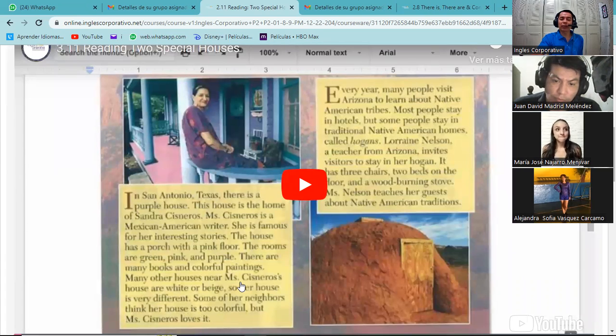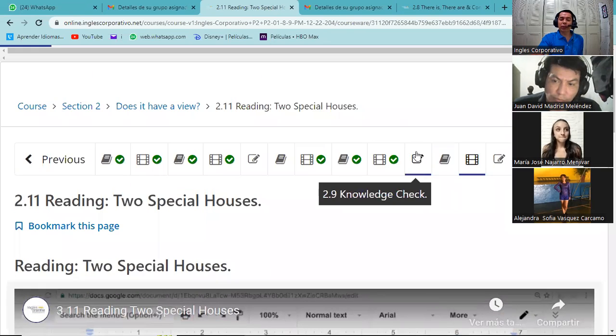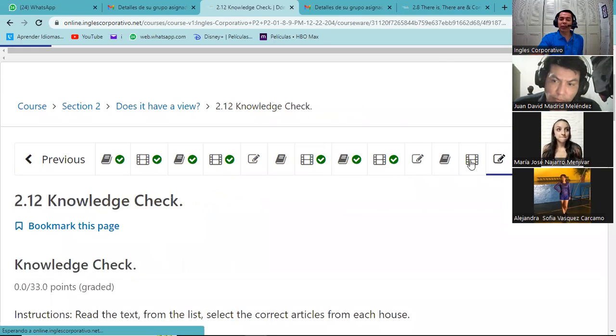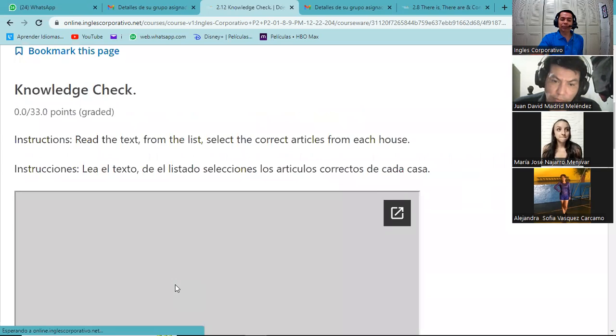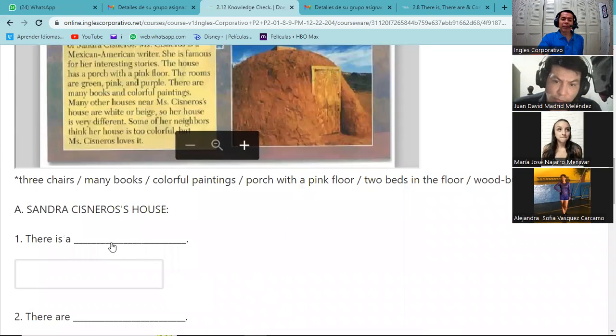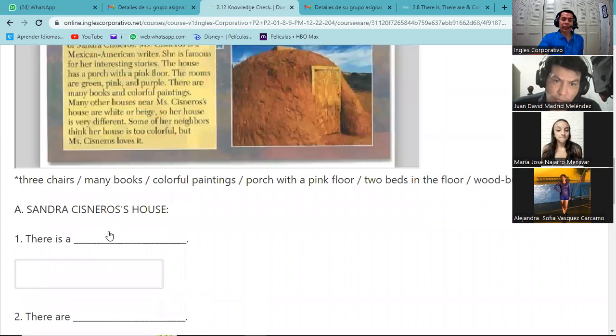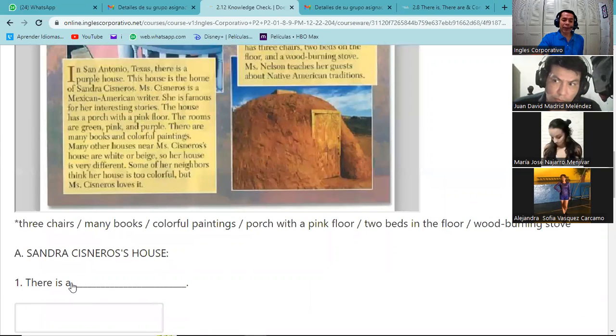Y nos quedó pendiente este video, que es sobre dos casas, una en San Antonio, Texas, y la otra en Arizona. Ustedes pueden ver el video solitos en la pantalla, pero quiero explicarles algo de la tarea. Aquí van a ver que primero habla de la casa de Sandra Cisneros, y dice there is a. Ahí está la clave. Y aquí en la lectura dice a. Entonces ahí ustedes vean cuál es la respuesta.